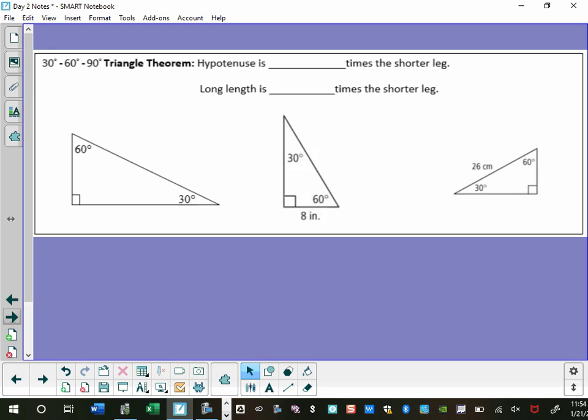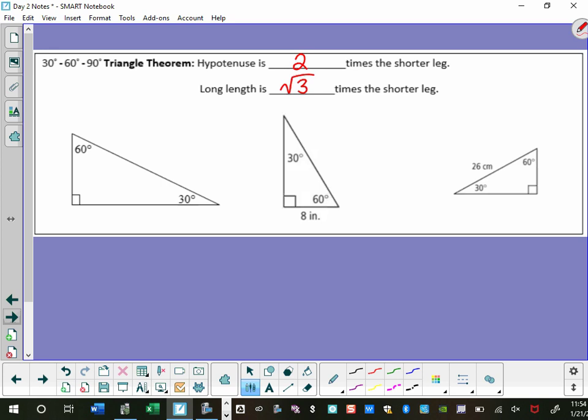All right, 30, 60, 90. Pay attention to this because you're going to miss it. All right, your hypotenuse is 2 times the shorter leg. And your long leg is root 3 times the shorter leg. What do you mean by that?